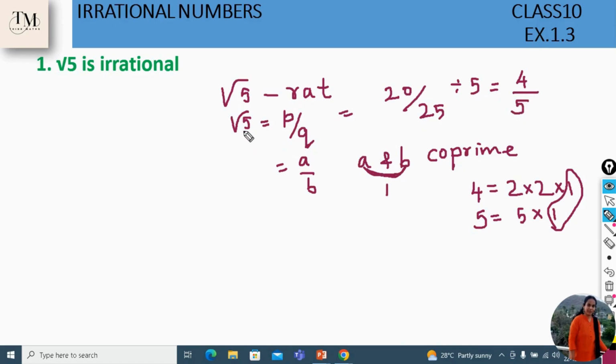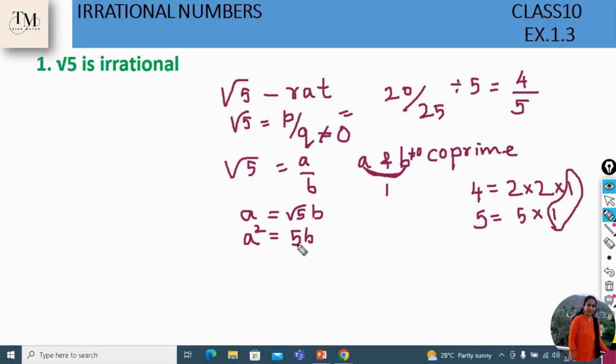In the same way, we get root 5 is equal to a by b, where a and b are co-prime and b is not equal to 0. Here q is also not equal to 0. So root 5 is equal to a by b. When I bring b to the left hand side, it comes to the numerator, so a is equal to root 5 b. Squaring on both sides, we get a square equal to 5b square.